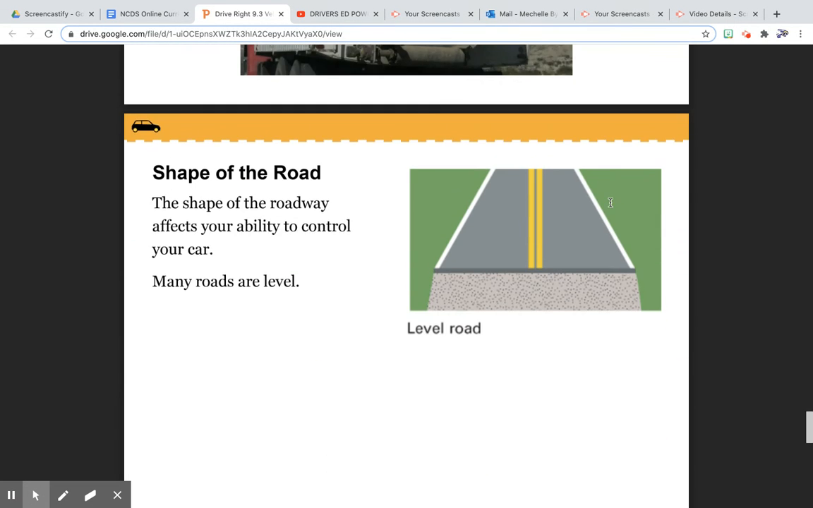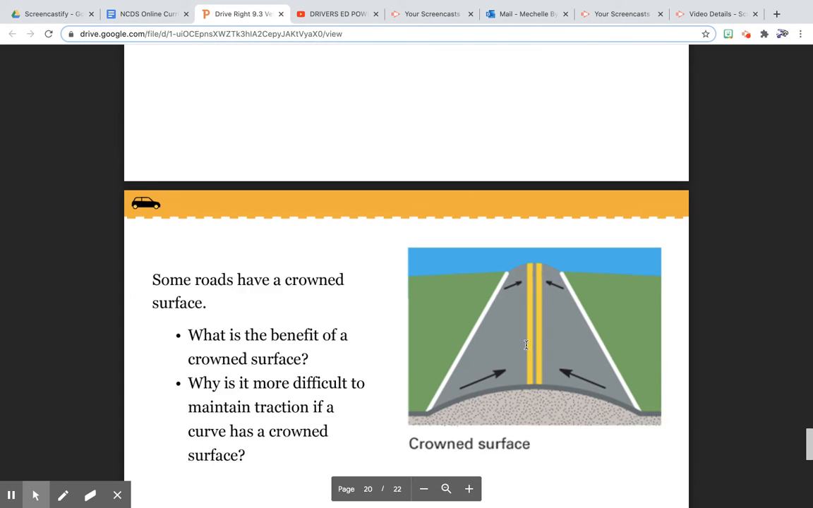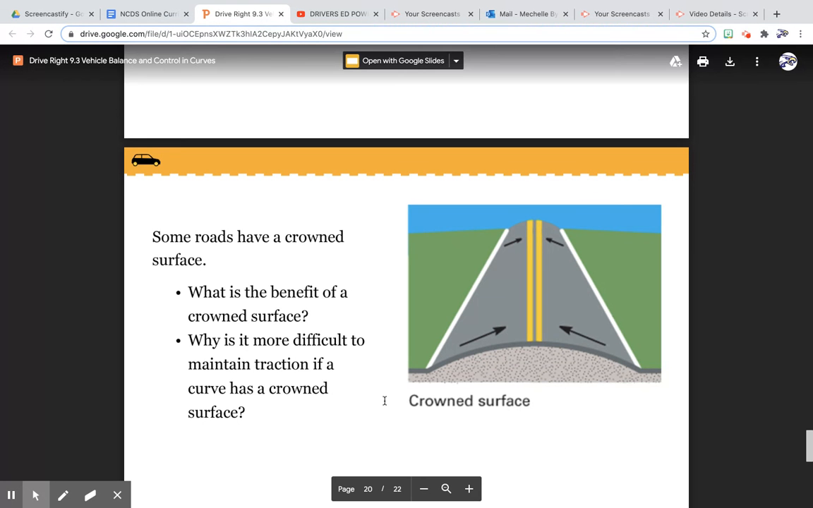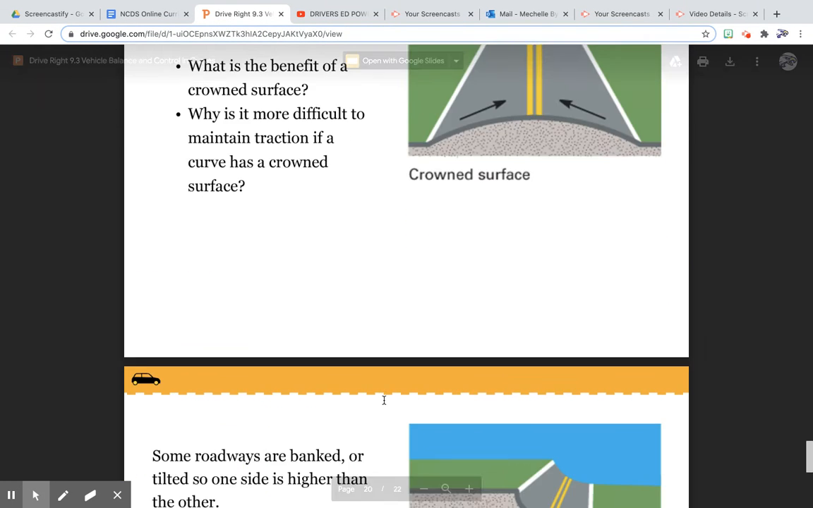Shape of the road. The shape of the roadway affects your ability to control your car. Many roads are level. Some roads have a crowned surface. What is the benefit of a crowned surface? Why is it more difficult to maintain traction if a curve has a crowned surface?